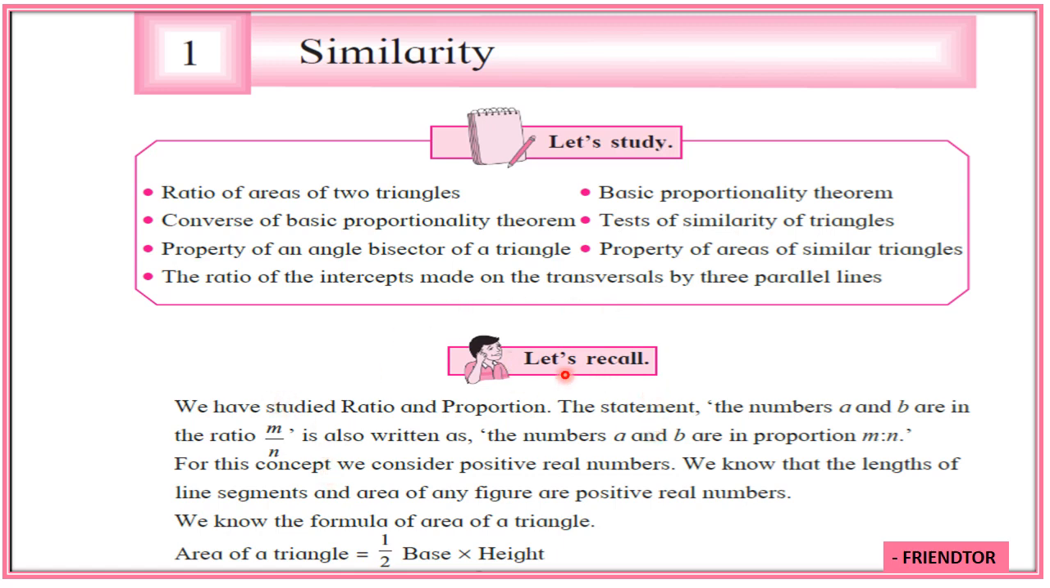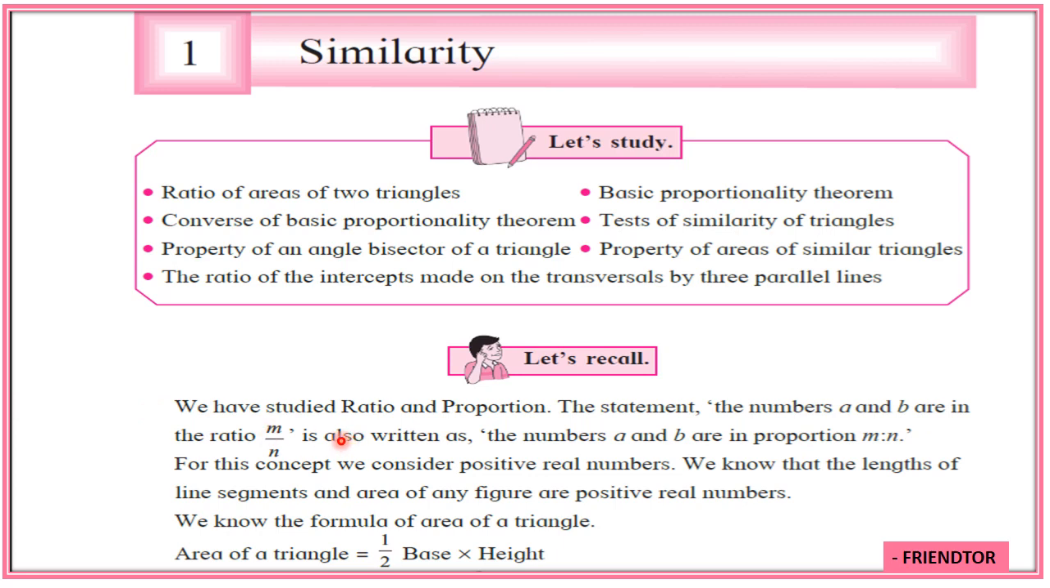So let's recall. The first thing that we need to recall is ratio and proportion. Why do we need to recall this? Because when we are talking about two similar figures, their corresponding sides should be in some fixed ratio or proportion. That is why we are starting with this. Also for the first topic, the ratio of areas of two triangles, we need to recall this part. Now, the statement, the numbers a and b are in the ratio m upon n, is also written as the numbers a and b are in proportion m is to n.